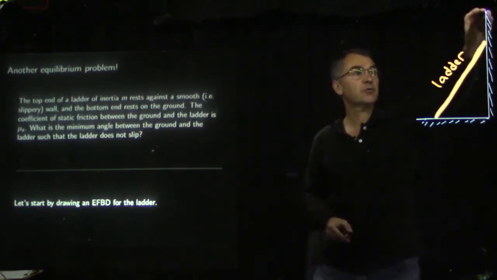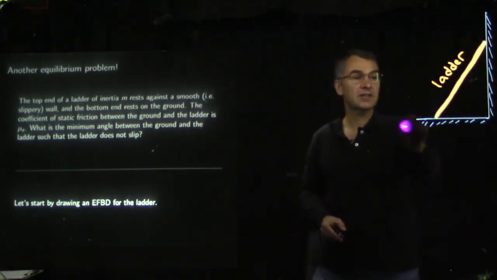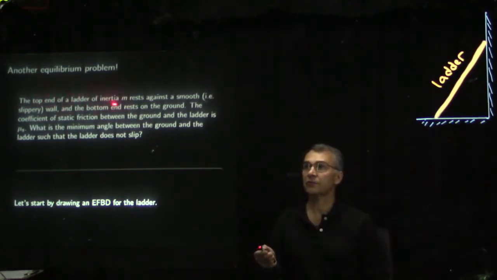So there's no friction between the wall and the ladder, but there will indeed be friction between the floor and the ladder. The top end of a ladder of mass m rests against a smooth wall, and the bottom end rests on the ground. The coefficient of static friction between the ground and the ladder is mu static. What is the minimum angle between the ground and the ladder such that the ladder does not slip?